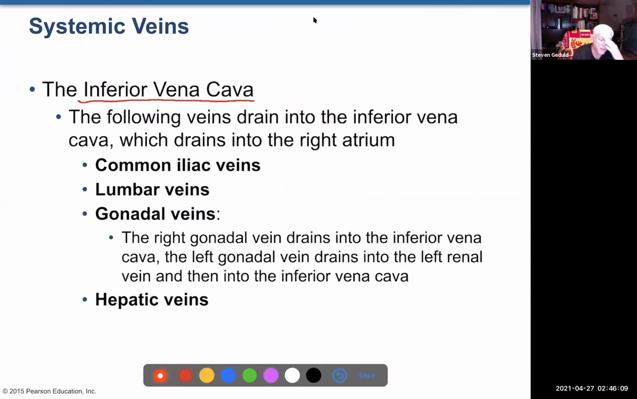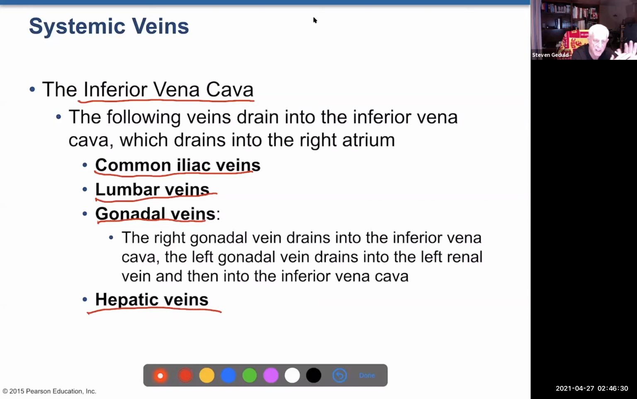The inferior vena cava drains the lower parts of the body into the right atrium. The following veins drain into the inferior vena cava, which drains into the right atrium. You have the common iliac veins, the lumbar veins and gonadal veins, and the hepatic veins. All four of those drain into the inferior vena cava into the right atrium.